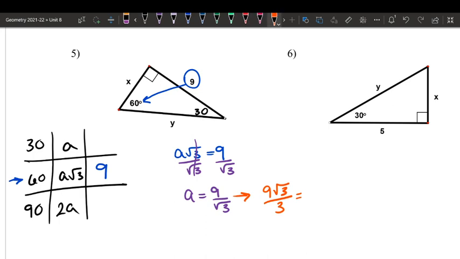Oh wait, we're not done. 9 over 3. We can simplify 9 over 3. So that's 3 and 1, right? Because 9 divided by 3 is 3. So A is 3 square root 3. And this is across from 30 degrees. So in my triangle, I find 30 degrees, and across from 30 degrees is A. So 3 square root 3.